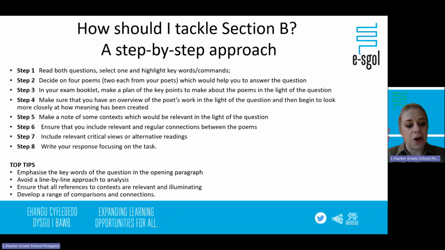Ensure all references to contexts are relevant and illuminating. Okay, so the context is there to illuminate your analysis, to show how you know that the poet has written in this particular way. Again, it shouldn't be chunked. And you need to develop a range of comparisons, connections, and contrasts. Remember, the most marks, 30 marks out of 80, go on AO4, those connections, comparisons, and contrasts. So you must weave those throughout.